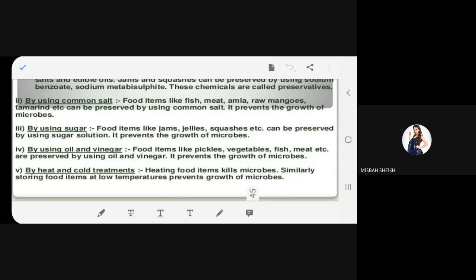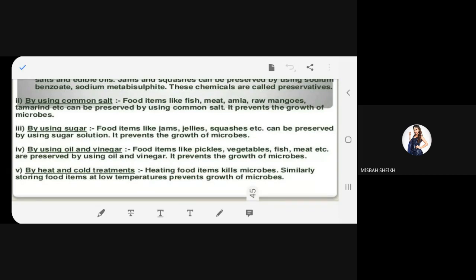Next, by using sugar. Food items like jams, jellies, squashes, etc. can be preserved by using sugar solution. It prevents the growth of microbes. Now you have jam, jelly, squashes. These are all sugary items. So we put lots of sugar into it, make it sort of syrupy, so that the microbes are not allowed to grow much. So microbes are disallowed to grow over there.